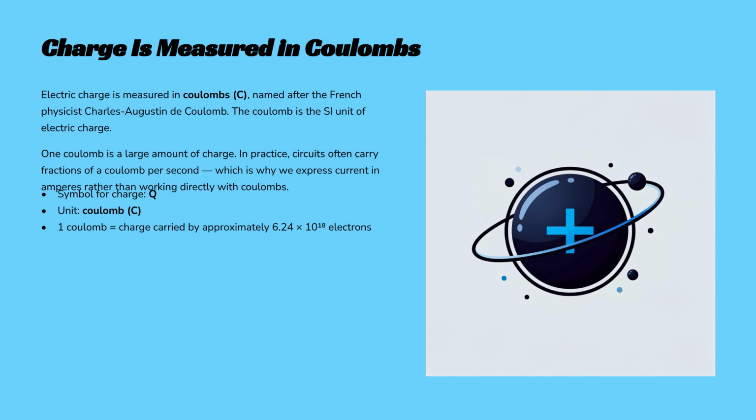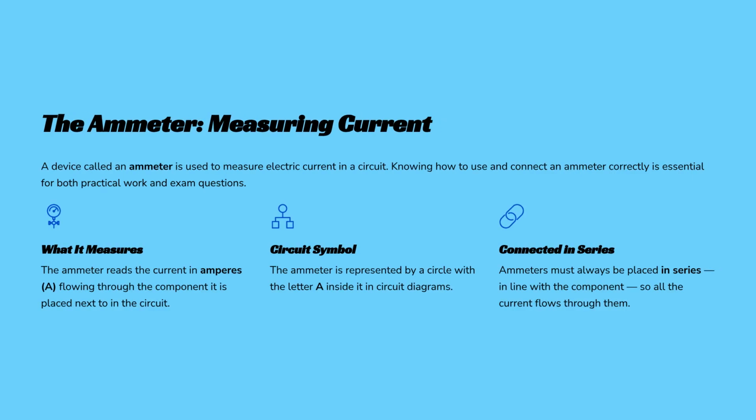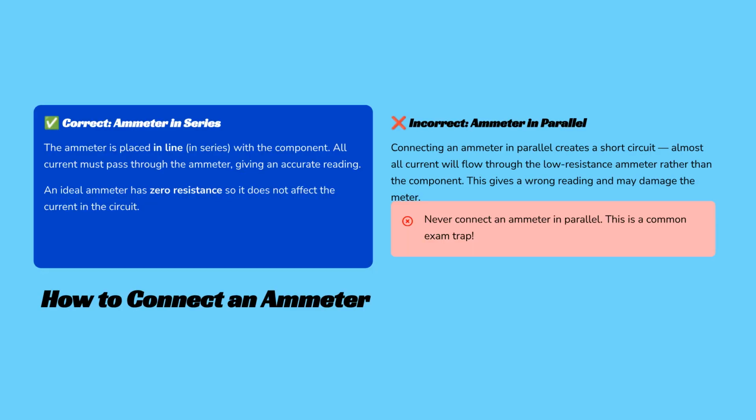A single coulomb is quite a large amount of charge, which is why we usually describe circuit flow in amperes instead. To measure current, we use an ammeter. These devices must always be connected in series with the component so that the entire current passes through them. Always remember that an ammeter must be in series. Connecting it in parallel creates a short circuit, which can lead to incorrect readings and potential damage to your equipment.